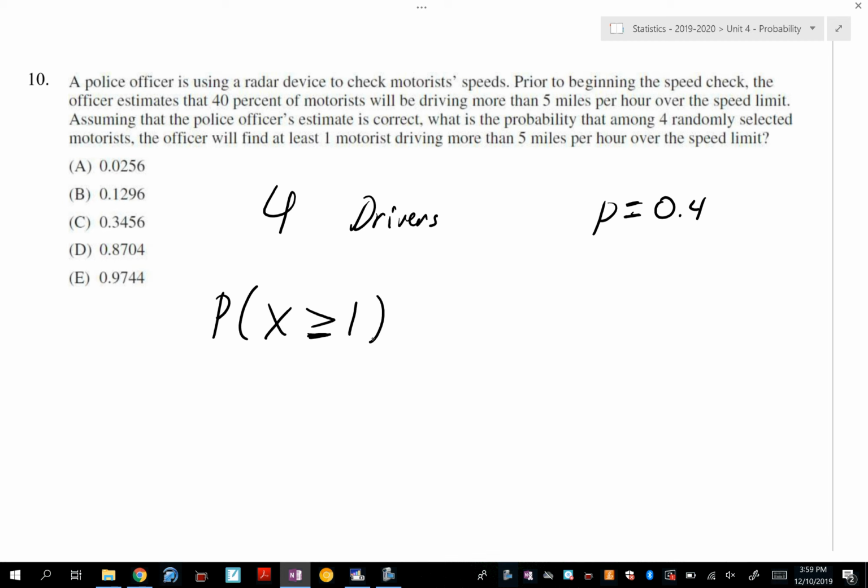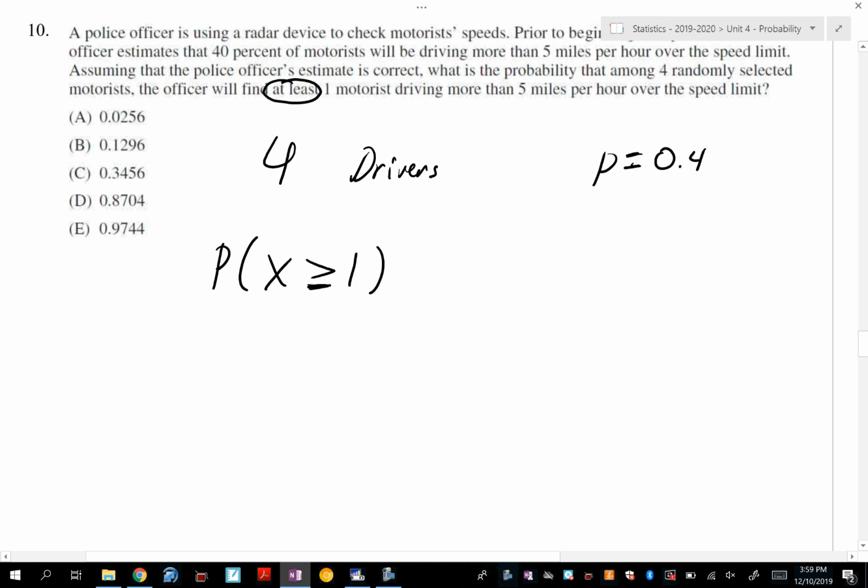Okay? Now, you guys know that when I see the words at least, you do it for all of them. I do the complement. So if at least 1 out of 4 motorists, that's 1 out of 4, 2 out of 4, 3 out of 4, or all 4 motorists are speeding, what's the complement? 0 out of 4. So let's find the probability that it's 0 out of 4.